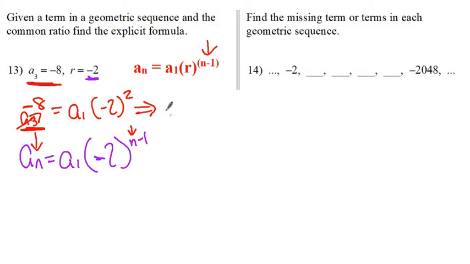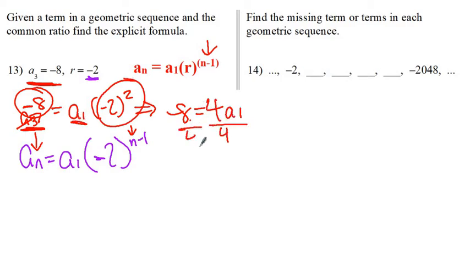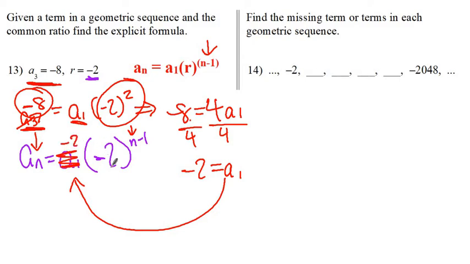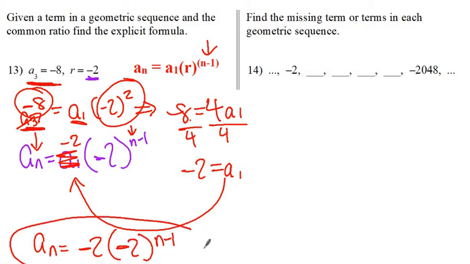So now we just have to solve this. We still have this negative 8, and that's equal to negative 2 squared, which is positive 4, times a sub 1. And we can divide both sides by 4, and we'll get negative 2 is equal to a sub 1. So now all we have to do is plug that in right there as negative 2. So let me just write that a little bit neater. Our final answer is a sub n equals negative 2 times the common ratio, by coincidence, is also negative 2, it doesn't have to be, to the n minus 1. There's our formula.